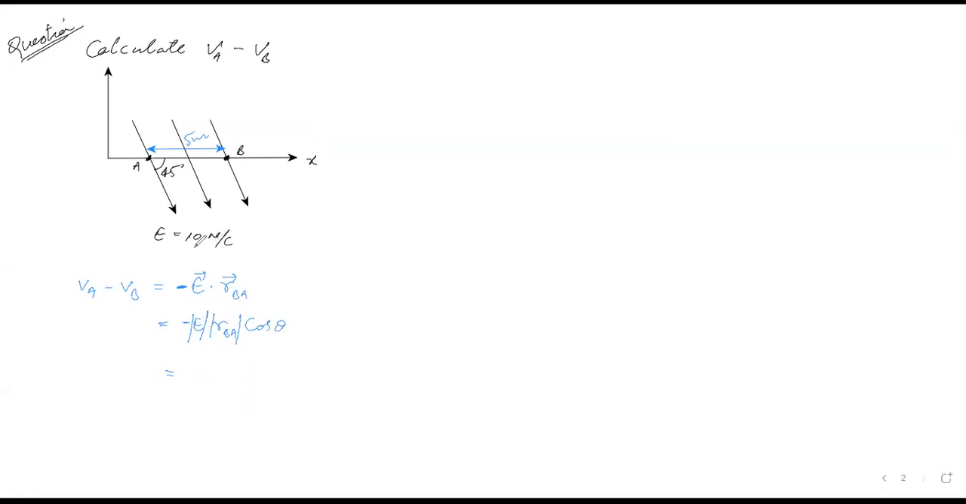Value of E is 10 Newton. R of BA is 5. What is your cos theta? Cos theta is your 360 minus 45 degree. You understand?